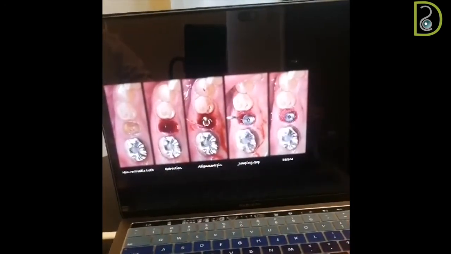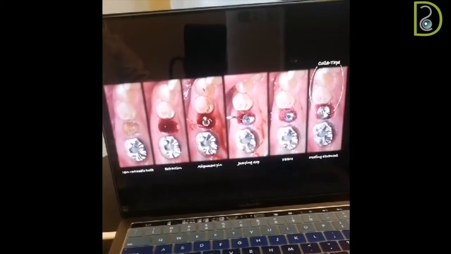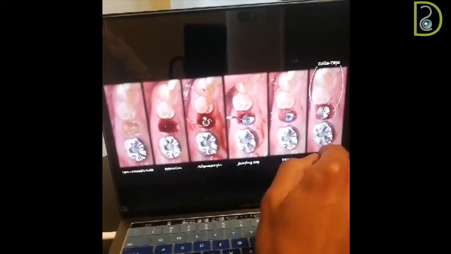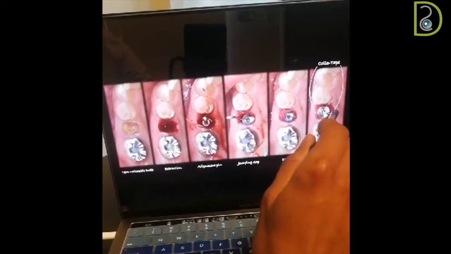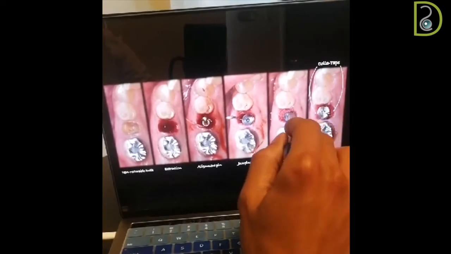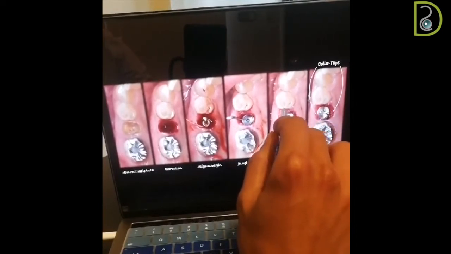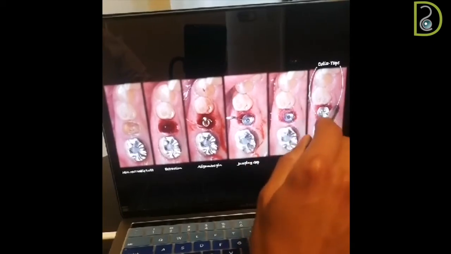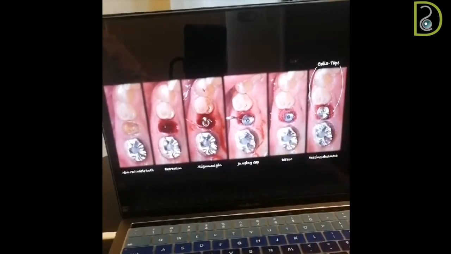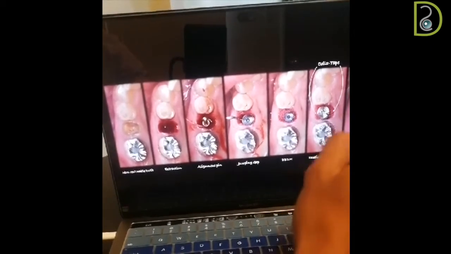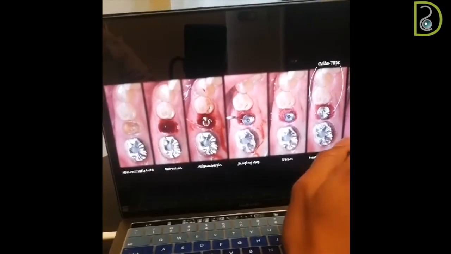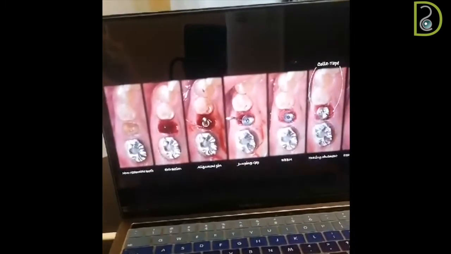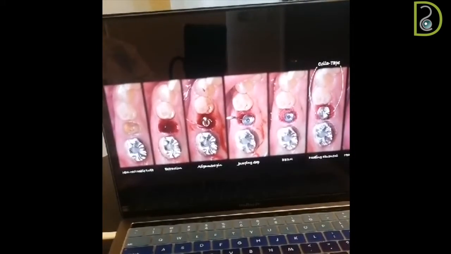And the gap was filled with xenograft material, and finally I placed a healing abutment and covered the xenograft material, or the Bio-Oss, with a collagen tape. And here you can see the 4 months healing. Everything looks perfect, and now the patient is ready to have the final crown.